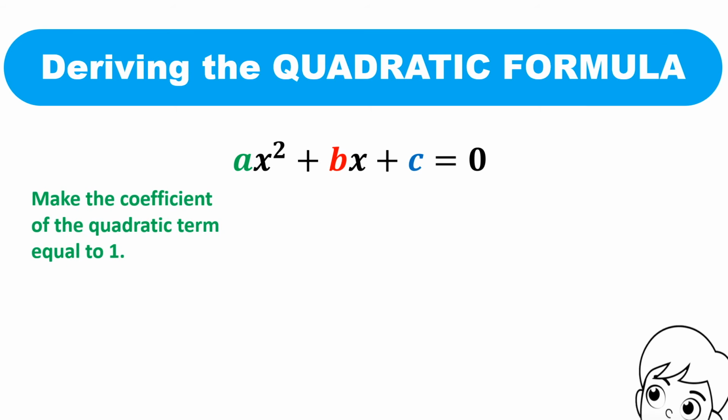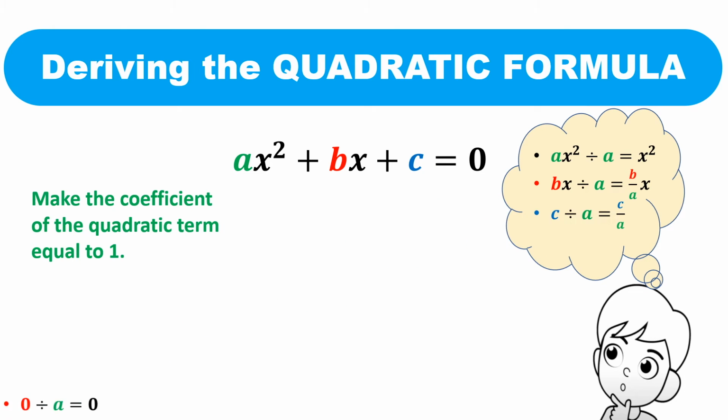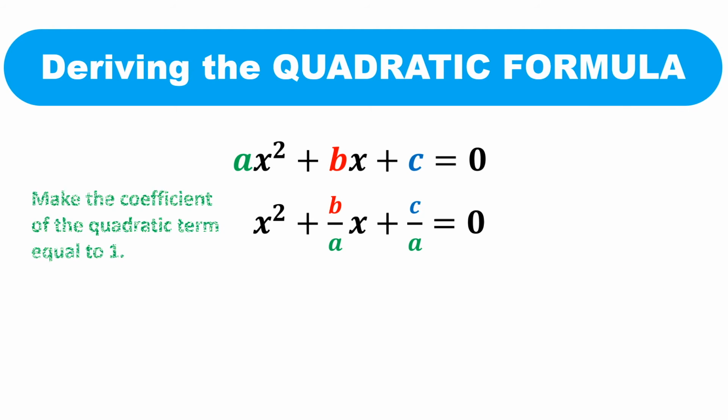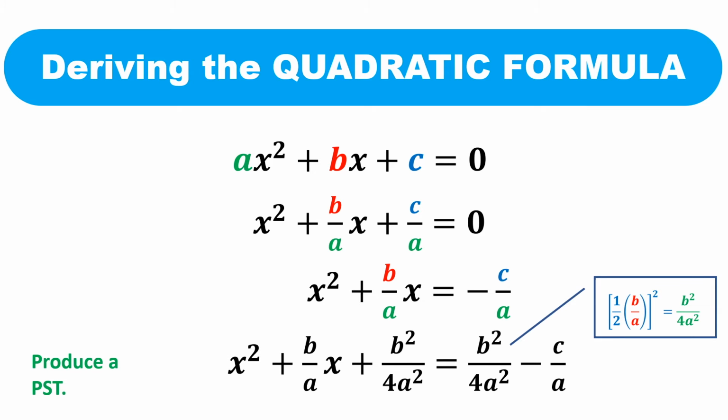Let's start by dividing both sides of this equation by a to make the coefficient of the quadratic term equal to 1. The resulting equation is x squared plus b over a x plus c over a equals 0. Subtract c over a from both sides. This yields x squared plus b over a x is equal to negative c over a. Make the left side a PST by adding b squared over 4a squared to both sides. This is the square of 1/2 the coefficient of the linear term.